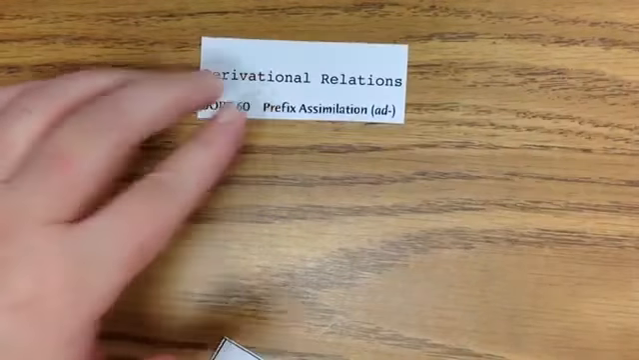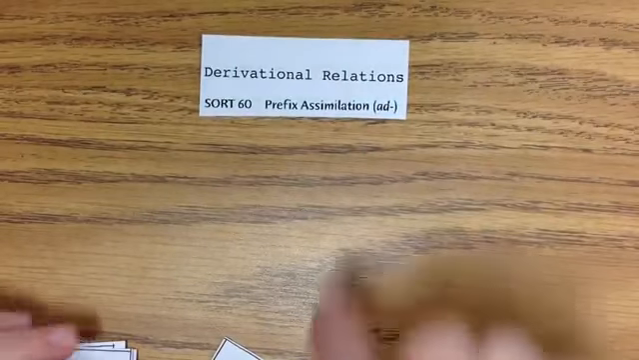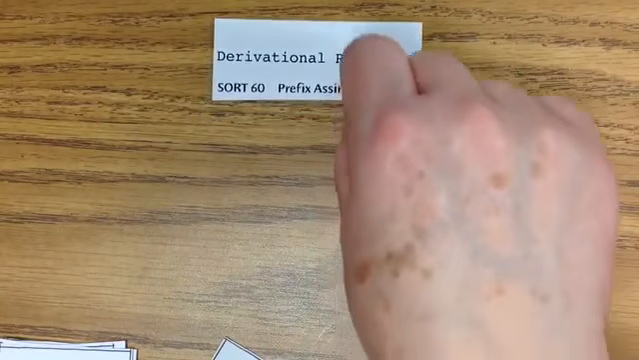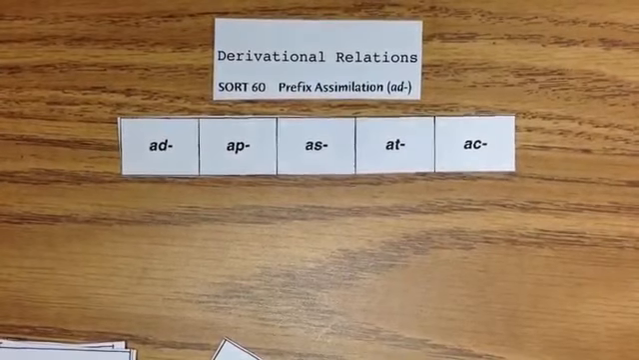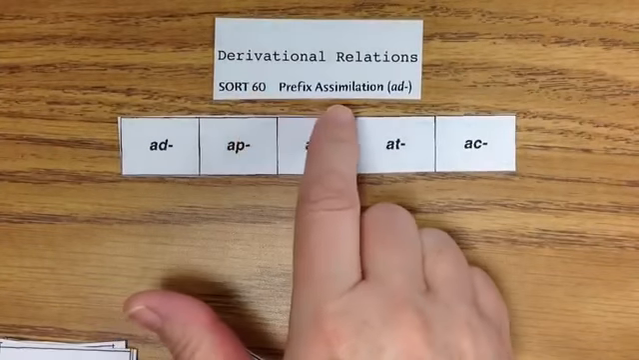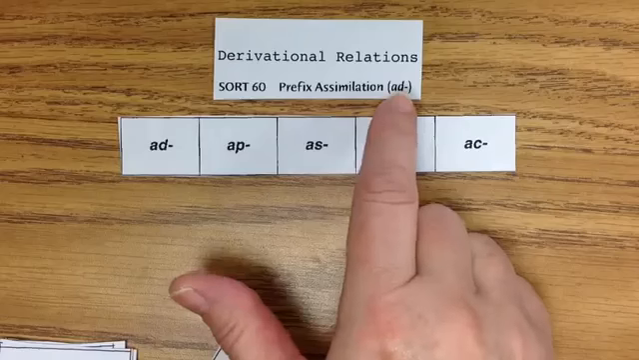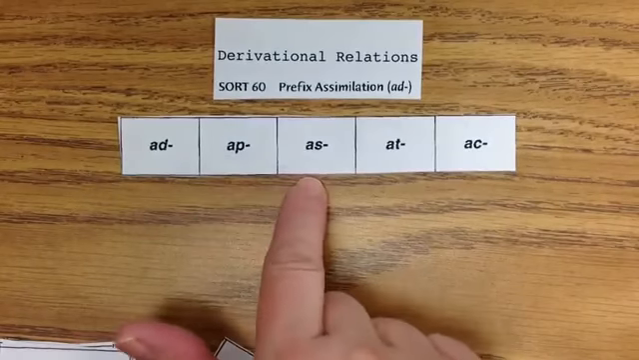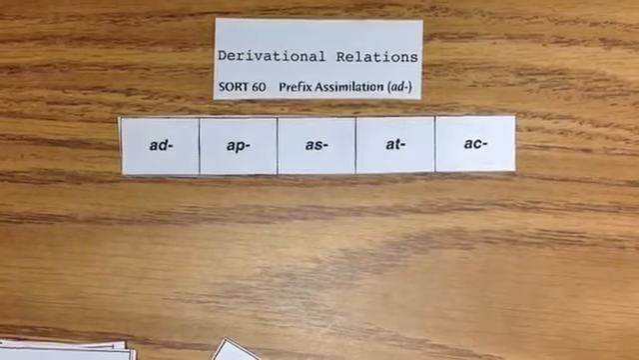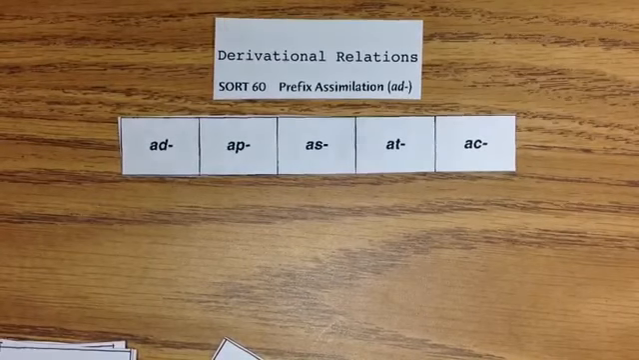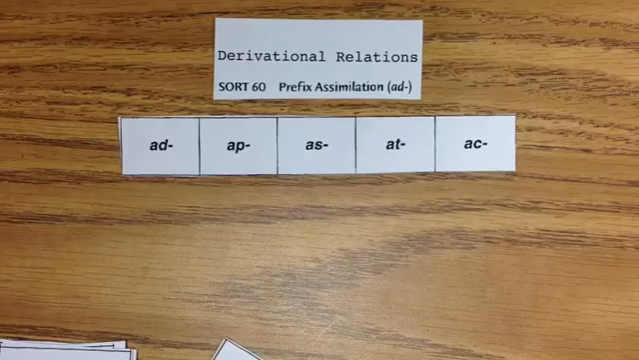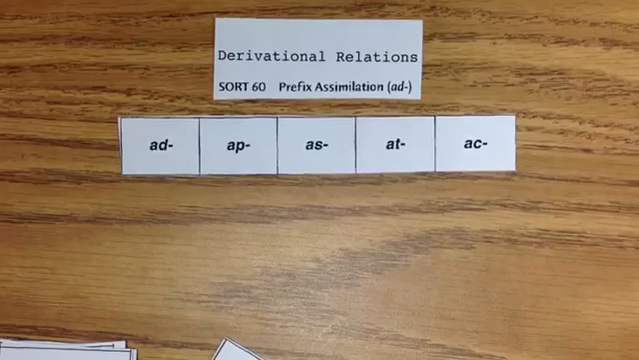Okay, so here we go. I have my Sort 60 title or label, and then I have my exemplars. Even though this is just called assimilation or prefix assimilation AD, we have other ones. We have AP, AS, AT, and AC. You can easily sort these by the beginning letters. The prefix AD has not been covered specifically in other sorts, so you should read through the words to get a sense of what it might mean.